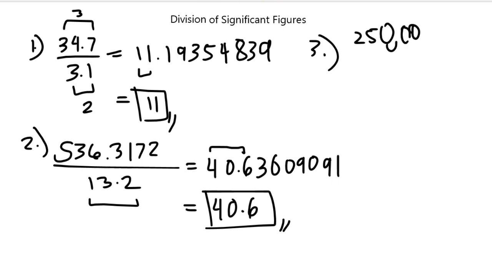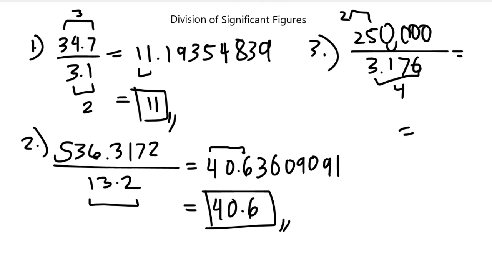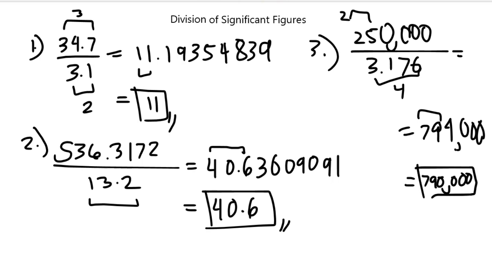We have 250,000, yes, 250,000. And then divide natin siya sa 3.176. So dito tayo sa taas, of course, 2 significant figures lang siya. Here we have 4. So what we're going to do is just divide this thing. So we got 794. So dalawa lang dapat. So therefore, we're going to choose this 2. And then we're going to round down. And that's it for this problem.